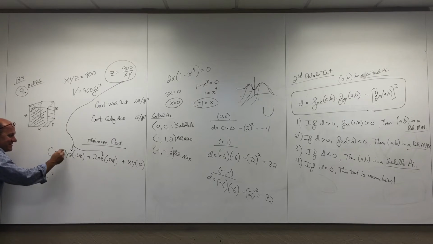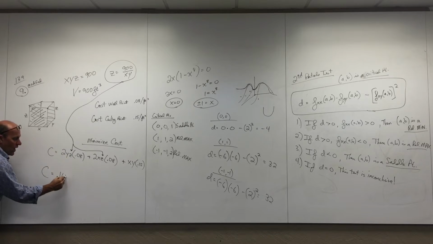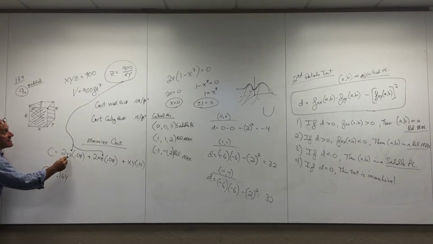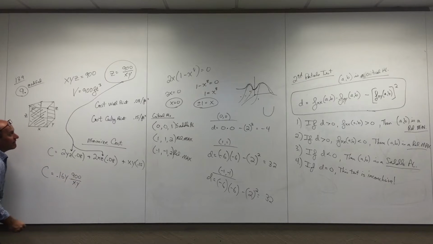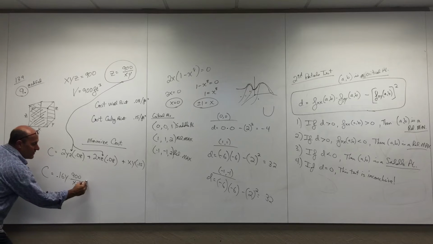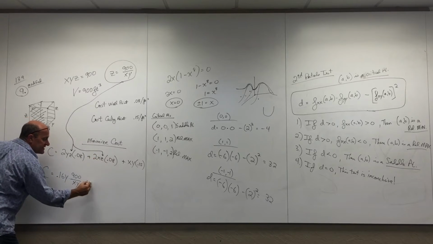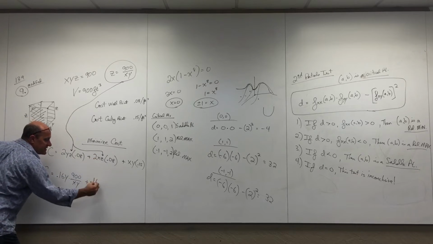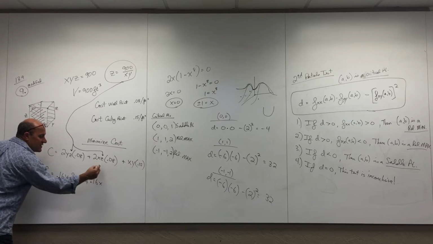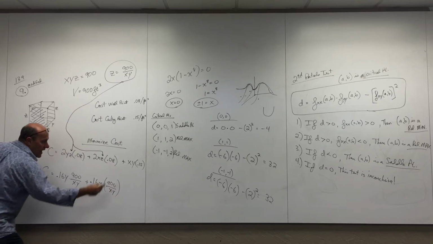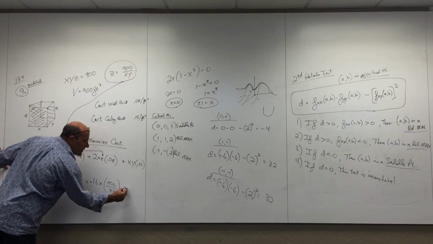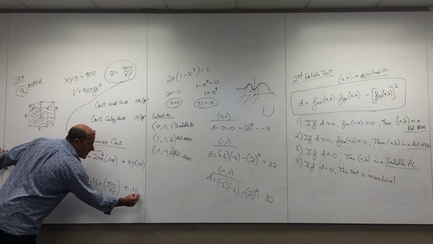Let me do a little cleaning here. That's 0.16y, and I'm replacing the z with 900 over x times y. Is that what I'm doing? That's a 0.16x, and then I'm replacing the z with 900 over x times y. Over here I just got a 0.15xy.